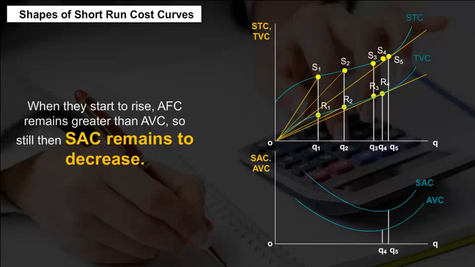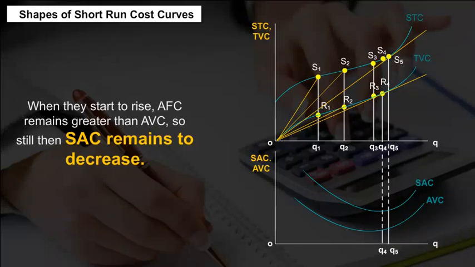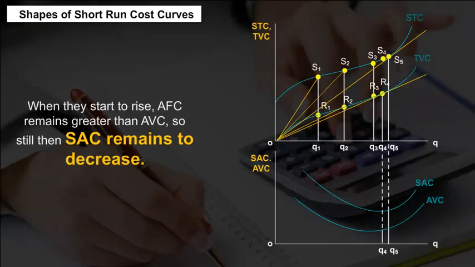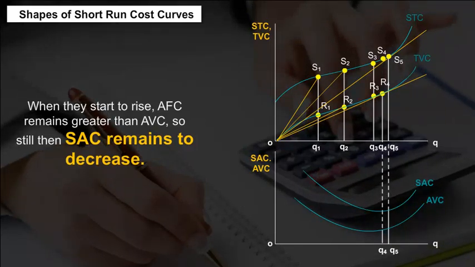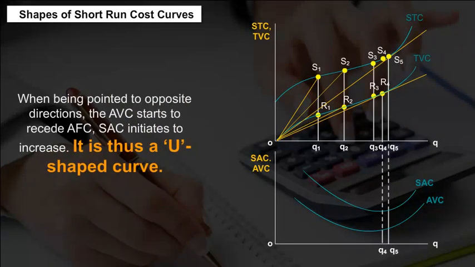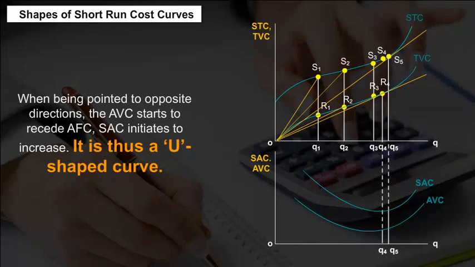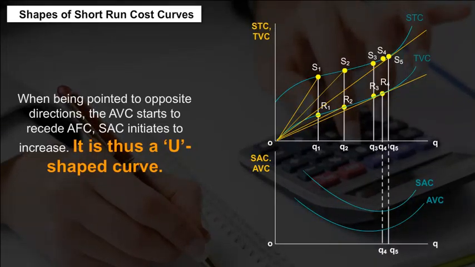When they start to rise, AFC remains greater than AVC, so still SAC continues to decrease. When the two are pointed in opposite directions, the AVC starts to rise while AFC recedes, and SAC starts to increase. It is thus a U-shaped curve.